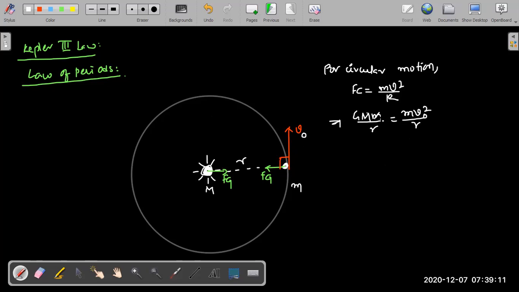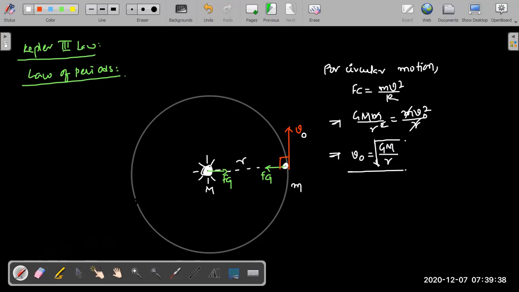Now coming to here, you can cancel the mass. So what's the velocity? v square is equal to G capital M small m by r square, so the small m gets cancelled. This will be root of G capital M by r. So let's put this v as this one. Here itself we have calculated the orbital velocity. That turned out to be how much? Root of G capital M by r for any orbit.